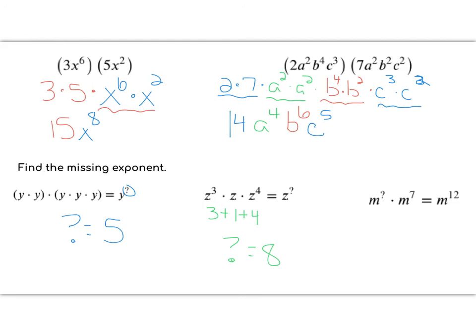And then my last one over here says m to what power times m to the 7th equals m to the 12th. Well, if I started with a 7, 7 plus what would give me 12? What do I add to 7 to get 12? 5, right? So then my question mark here would be 5.